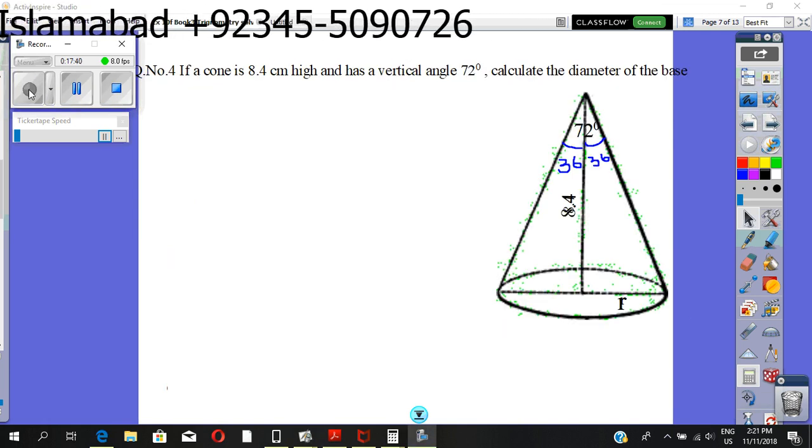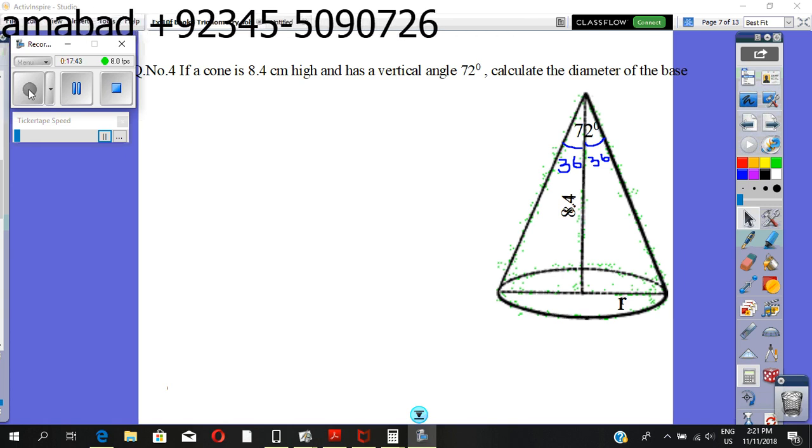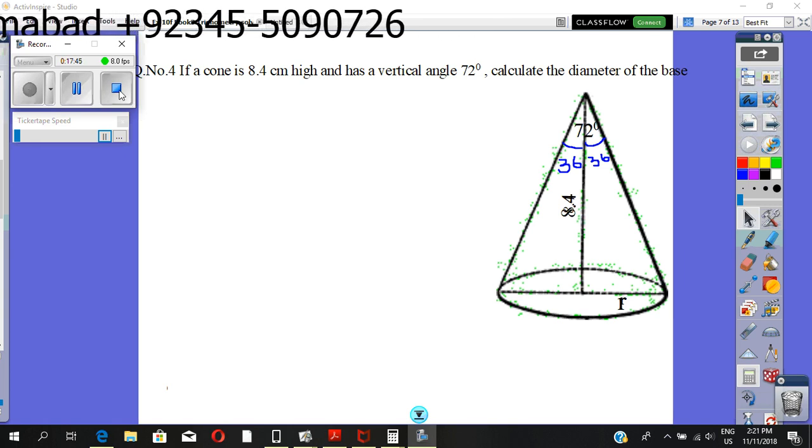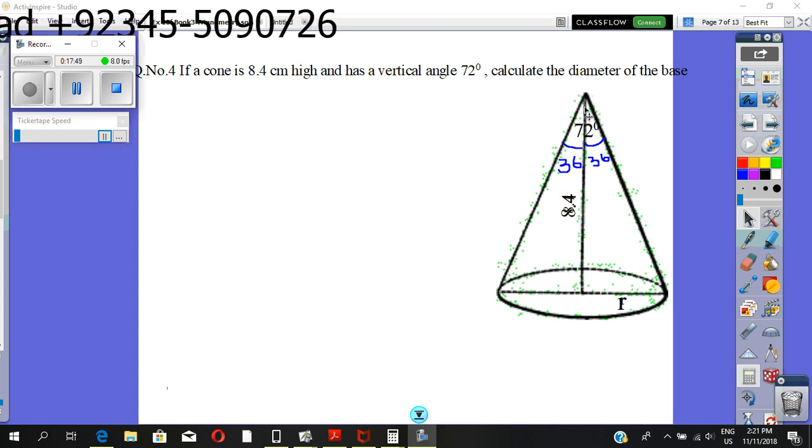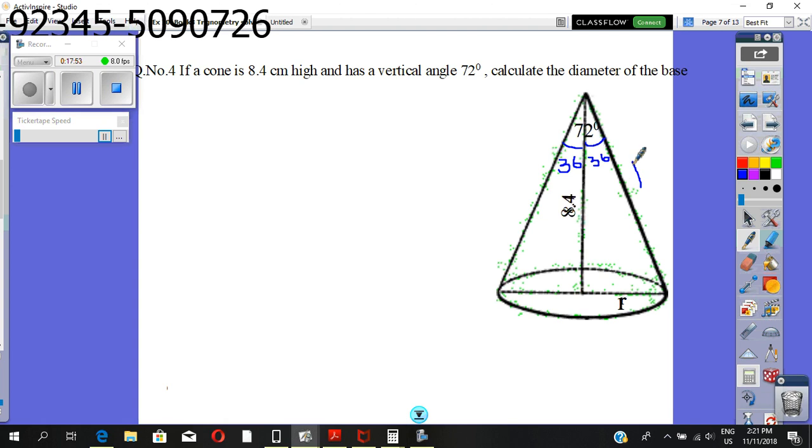Okay, here we have another question, question number 4. A cone is 8.4 centimeters high, the vertical height is given. There are two heights basically in the cone. One is the slanting height, and the perpendicular height we represent here with h, which is called the height. The slanting height we represent with L.